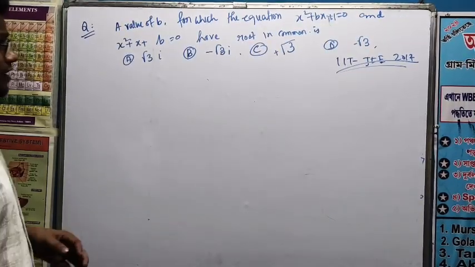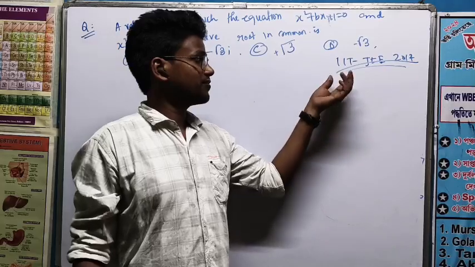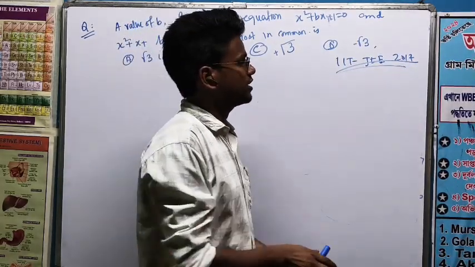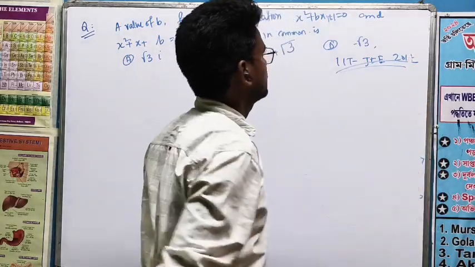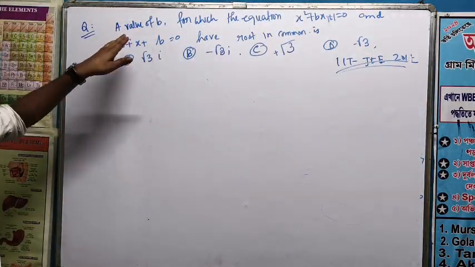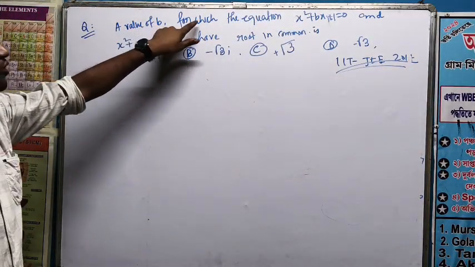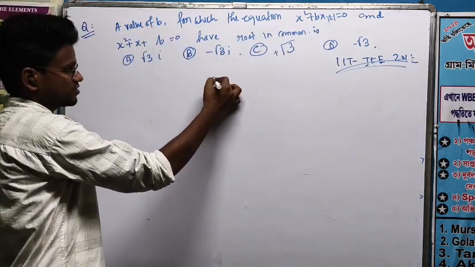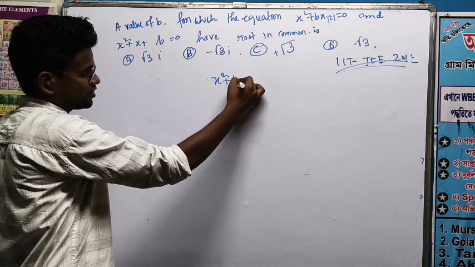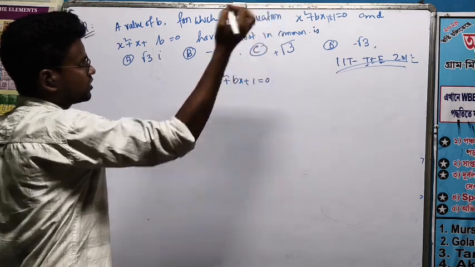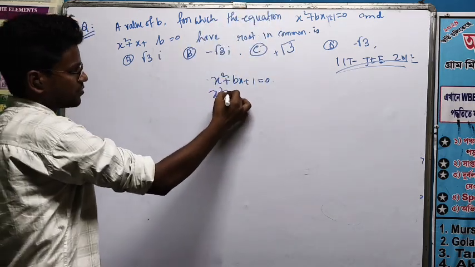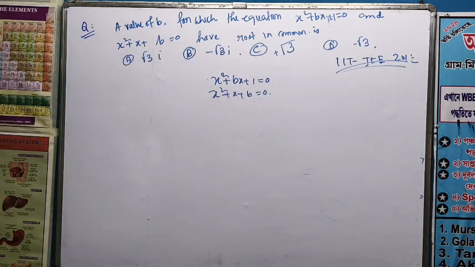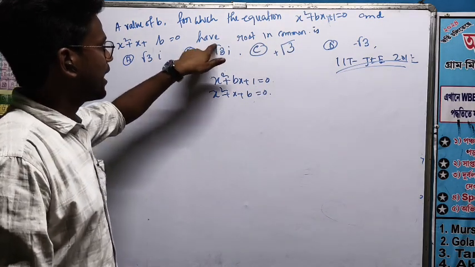The next question is another question. This came in IIT JEE 2011. The question says: a value of b for which the equations x square plus bx plus 1 is equal to 0, and another is x square plus x plus b is equal to 0, have a root in common.